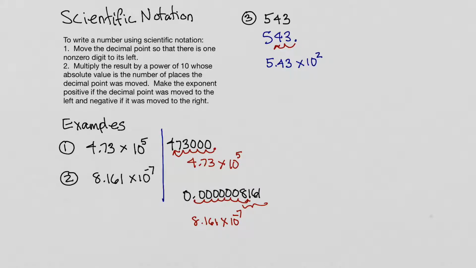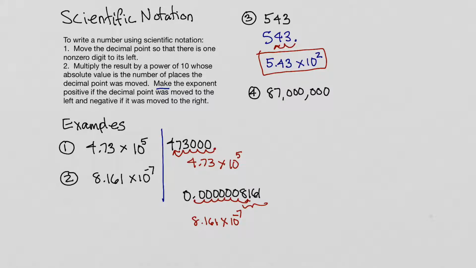Now, we make this exponent positive if we move that decimal point to the left. So make the exponent positive if the decimal point was moved to the left, which we did, right? We moved it to the left, so our exponent is going to be positive. We would have made it negative if we moved to the right, but we didn't. So this number here, 543, in scientific form, is 5.43 times 10 squared.